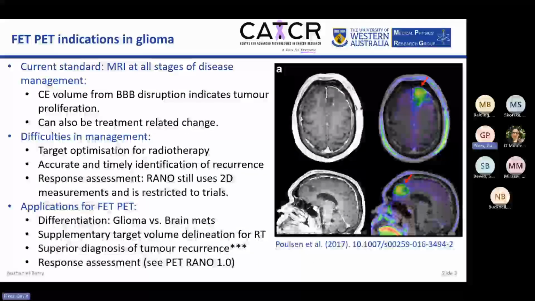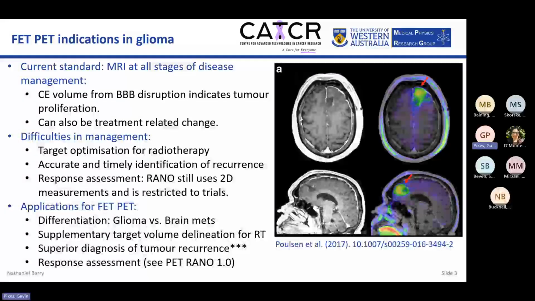So a bit of background of FET-PET's use in glioma. So the current standard is using MRI at all disease stages, and in particular, contrast enhancing volume on T1-weighted MRI typically shows disruption of the blood-brain barrier, which often indicates tumor proliferation. But when you get into the post-treatment setting, this can also be just due to treatment-related change.